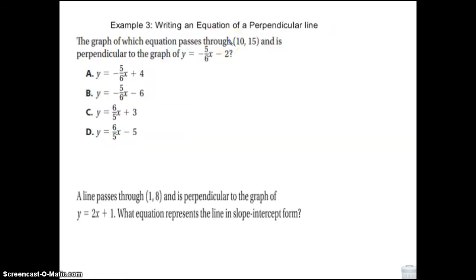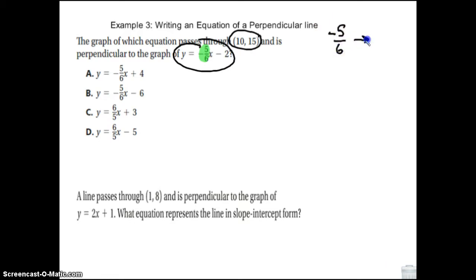So today we're going to learn how to write an equation of a perpendicular line. It's very similar to how to write an equation for a parallel line. Again, they give us a point and they tell us that they want our new line to be perpendicular to this old line. Now the first thing, just like you do with parallel lines, is you look at the slope. And the slope for this line that they gave us was negative 5 over 6.